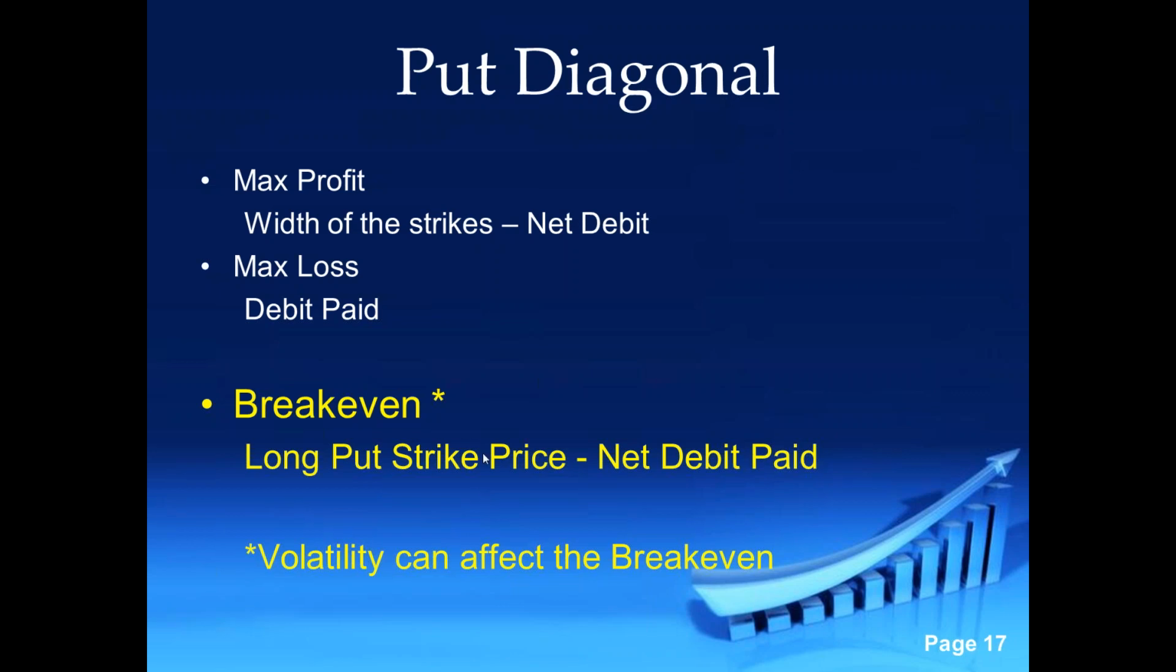All right. How much debit would you pay for the diagonal? Percent of the spread, yes. It's 75% the width of the spread. Less than 75% the width of the spread. All right, so the break even, we got that. Everybody has got this. Volatility can affect the break even just like it can affect your max profit, all right? Your break even can go up or down depending on where volatility goes, but ballpark figure is the long put strike minus the debit paid.